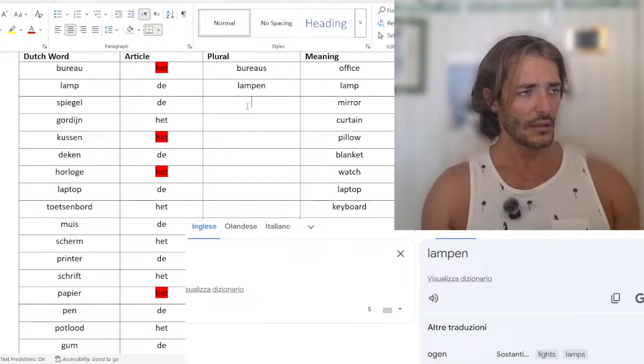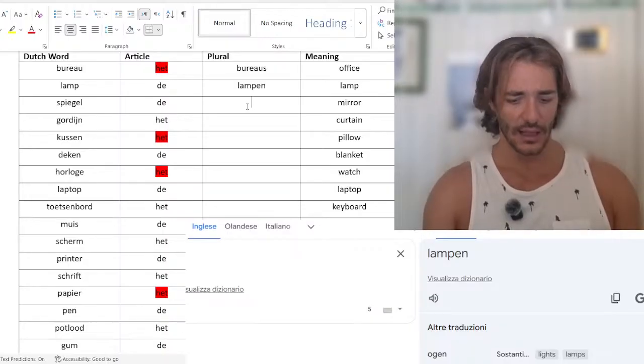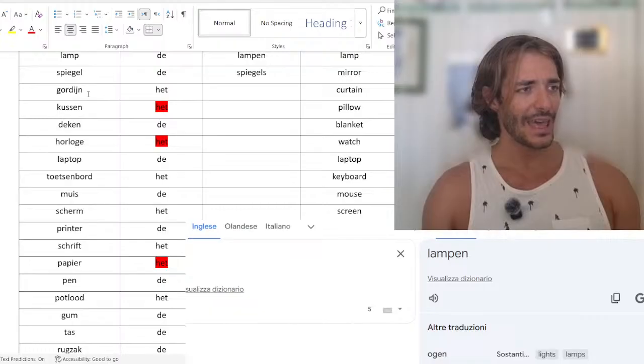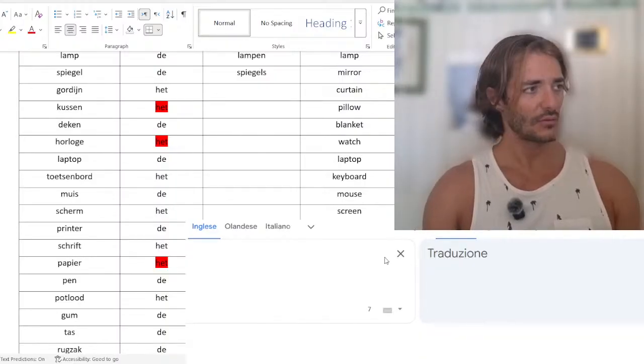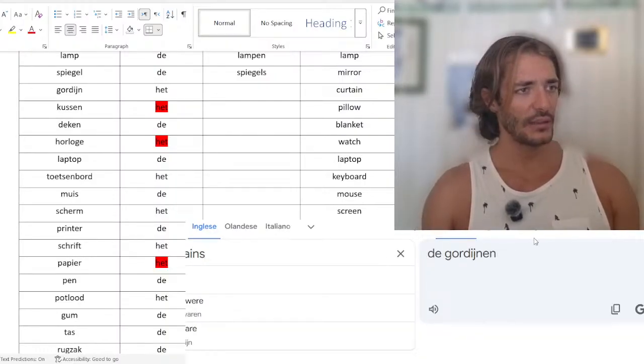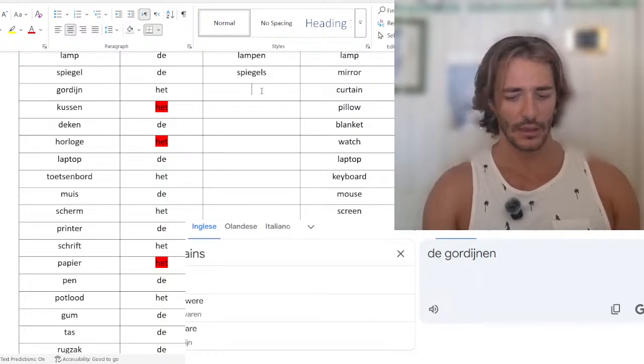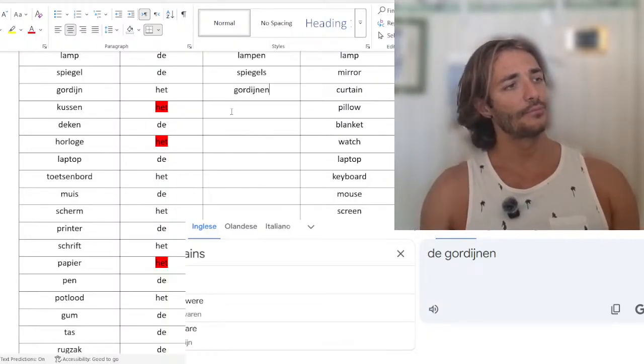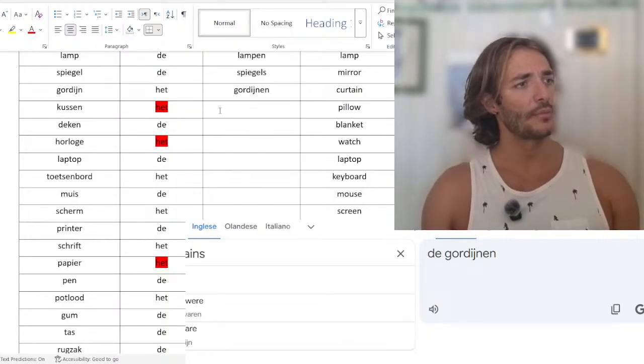The spiegel. Now it's again with EL, so the spiegels. Het gordijn. This one is N, so it could be S. Let's check the curtains. Het gordijn, no, it's Nen. Okay, so de gordijnen. De gordijnen. Het gordijn, de gordijnen.